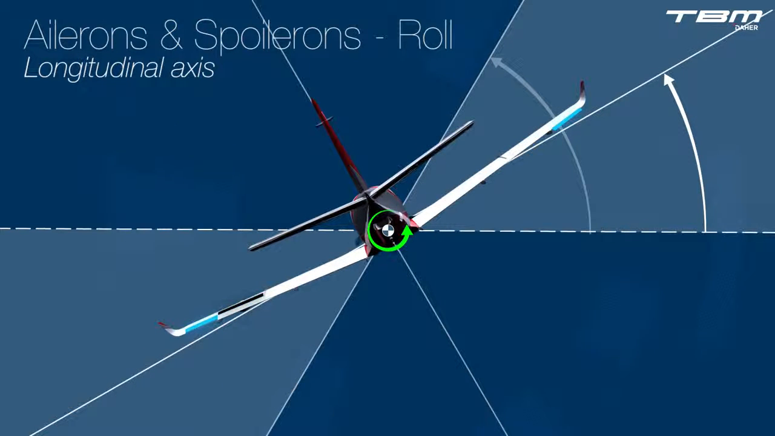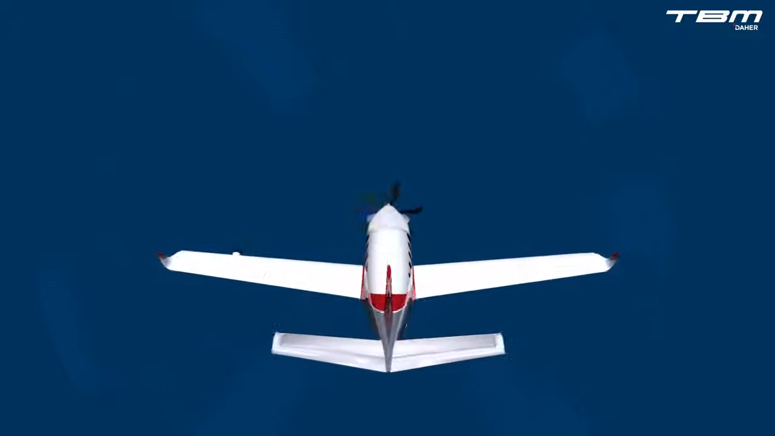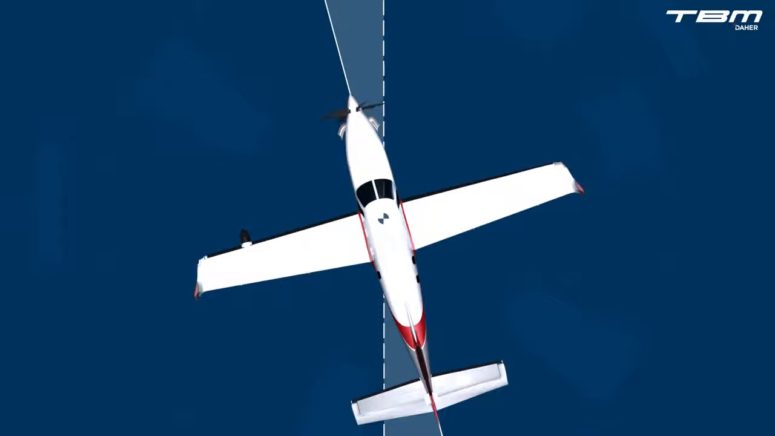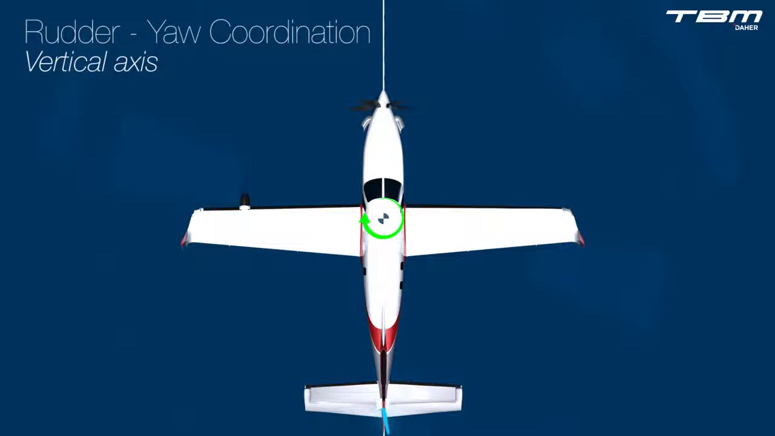Meanwhile, integrated spoilerons augment roll control by spoiling the lift on the descending wing and at the same time counteracting adverse yaw created by the lifting aileron. Yaw coordination about the vertical axes is maintained with the rudder.